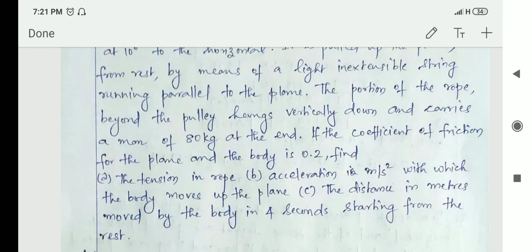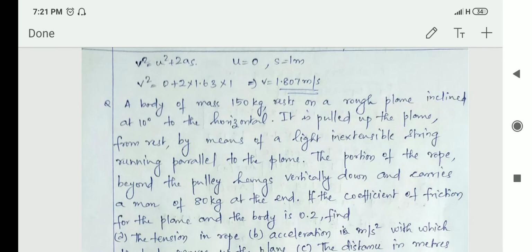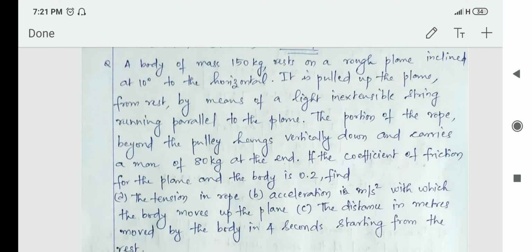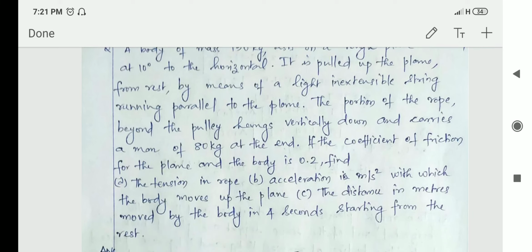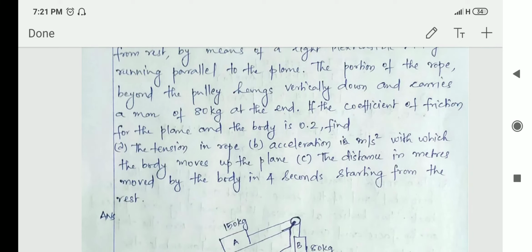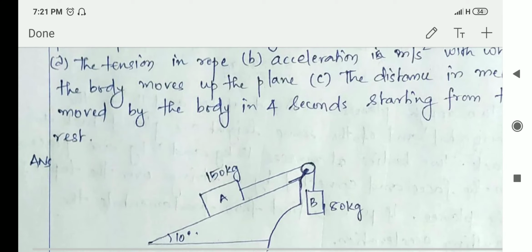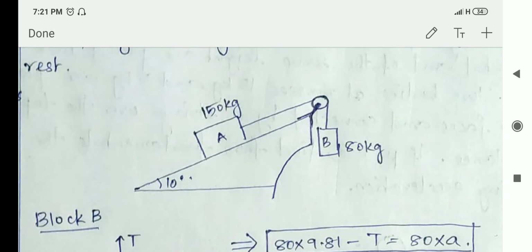Actually, in this question, the figure is not given. Reading the question, we have to draw the figure. So I think you can do that on your own. I have drawn the figure here.